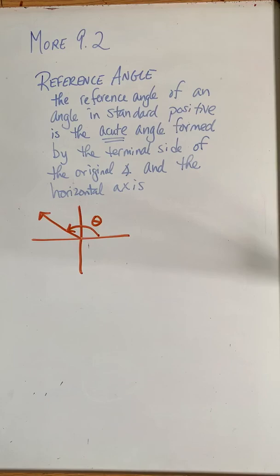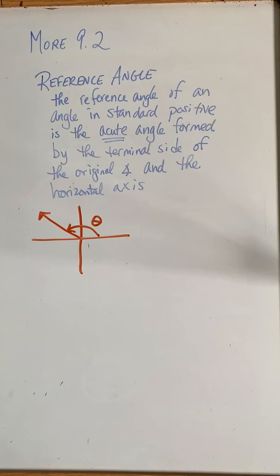Okay, so based on our definition, we know that the reference angle is going to be the acute angle. So acute means it has to be what? Okay, you are correct. It is an angle that has a measure less than 90 degrees, right? So between 0 and 90. So it has to be the acute angle formed by the terminal side of our angle theta and the horizontal axis.